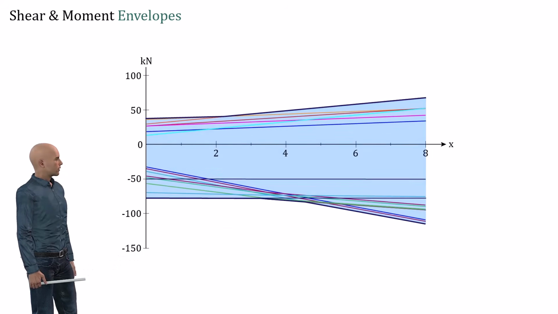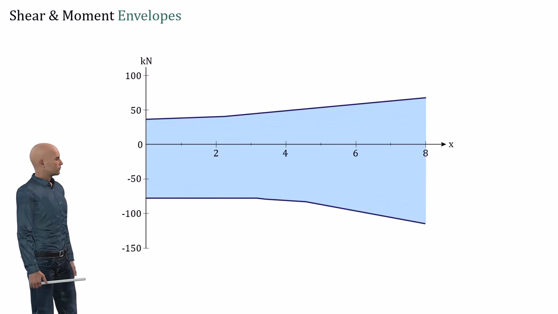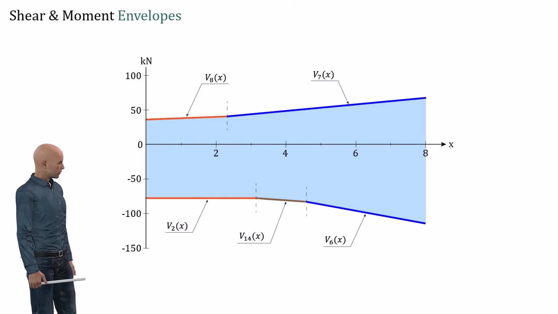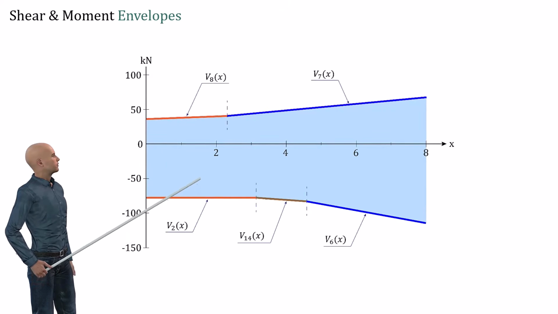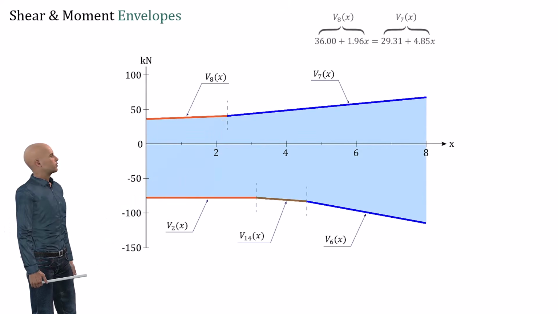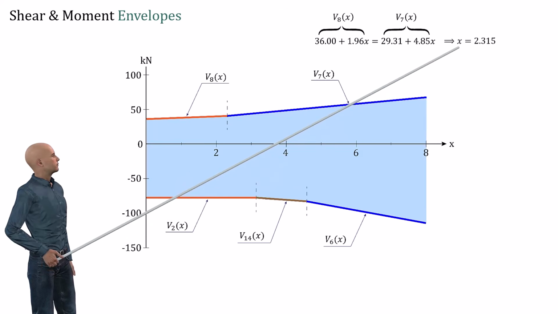Notice that neither the upper boundary nor the lower boundary comes from a single shear equation. Each boundary is a segmented line formed by portions of multiple shear equations. In this example, the upper boundary is formed by the shear equations from load cases 7 and 8. The lower boundary is formed by the shear equations from load cases 2, 14, and 6. We can determine the intersection points that define these boundaries using algebra. To find the transition point on the upper boundary, we set the shear equations for load cases 7 and 8 equal to each other and solve for x.